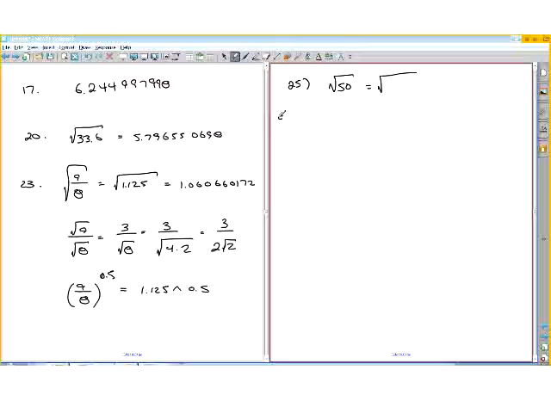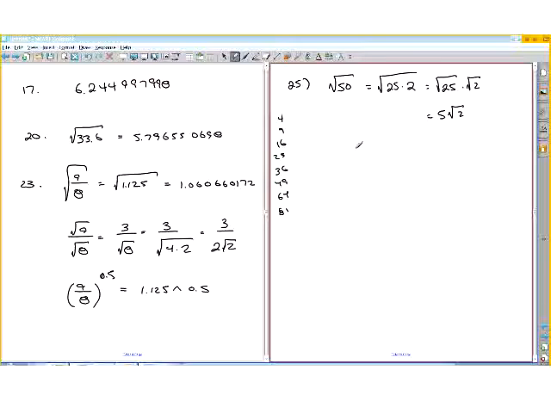Perfect squares are 4, 9, 16, 25, 36, 49, 64, 81, etc. So 2, 3, 4, 5, 6, 7, 8, 9 squared. So 50 can be rewritten as 25 times 2. So that's the same as the square root of 25 times the square root of 2. But the square root of 25 is 5, so you can simplify that down to 5 times the square root of 2.